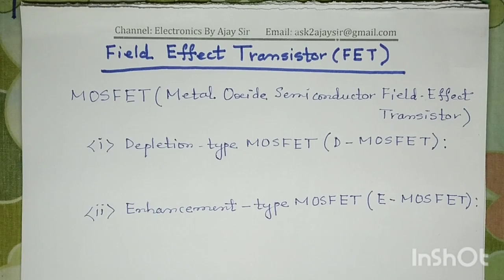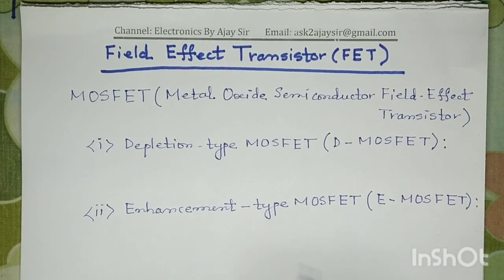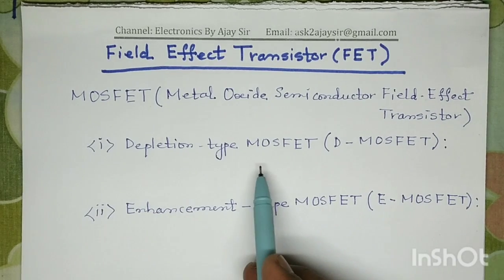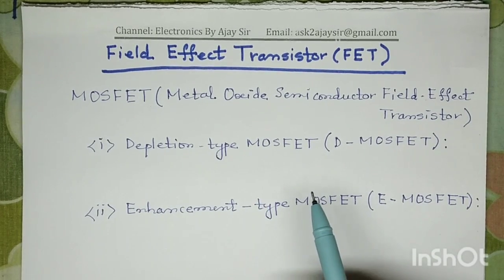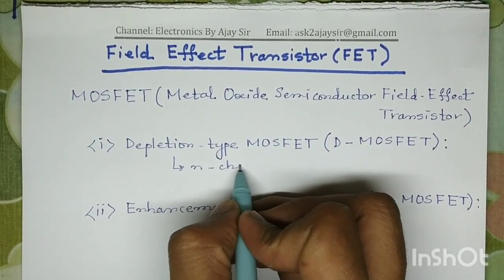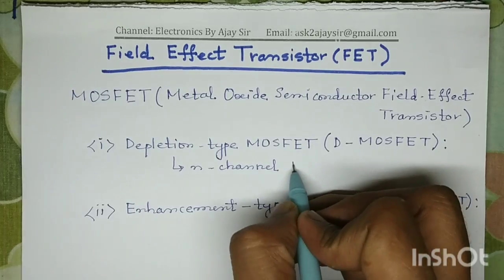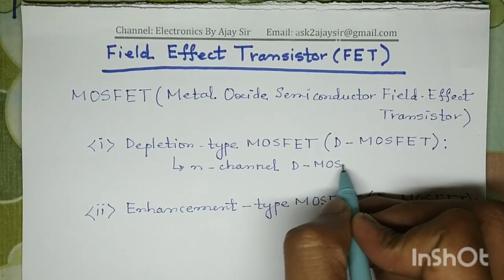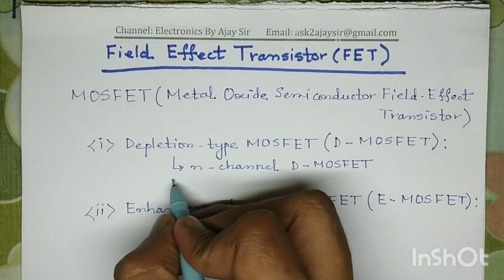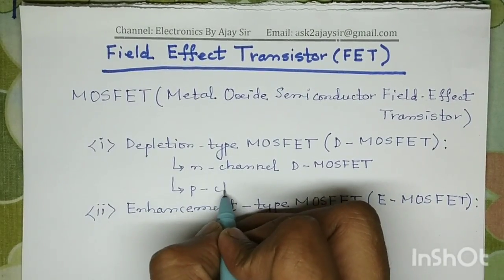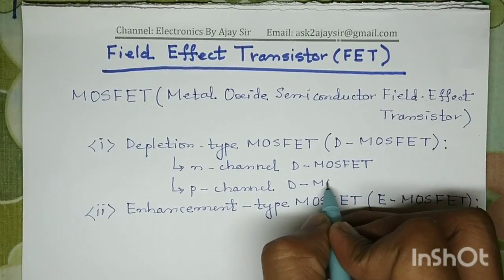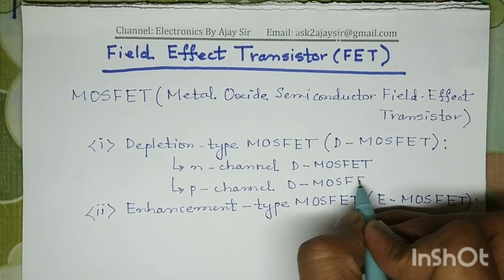Now, as I have mentioned, in FET, either the electron or the hole will undergo the current conduction mechanism. So in depletion type MOSFET, if the electron undergo the current conduction mechanism, it is called N-channel DMOSFET or N-channel depletion type MOSFET. If the hole undergo the current conduction mechanism, it is called P-channel depletion type MOSFET, or P-channel DMOSFET.